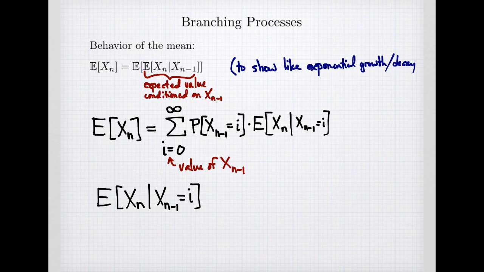Maybe I should have called that k. I think that's what the book does. So let's change that to k here. It's the expected value of x sub n given that x sub n minus 1 equals k. Well, this means that we're calculating an expected value. X sub n is the sum, i goes from 1 to the k individuals in my population, of y sub n minus 1 comma i. And this is conditioned on x sub n minus 1 equals k.